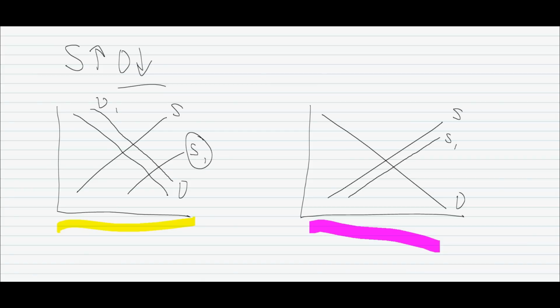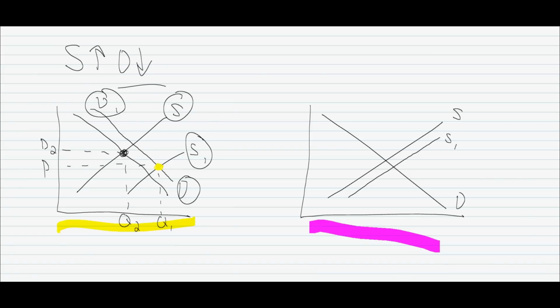So where does S1 and D1 intersect? They intersect right here. So that's our new market equilibrium point. So that's our quantity 1, price 1. And the old one where supply and demand intersected is right here. So that's Q2 and P2.